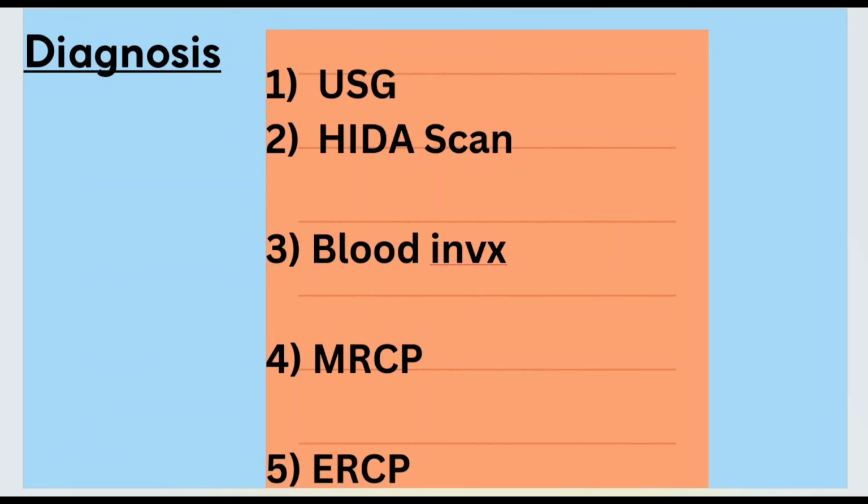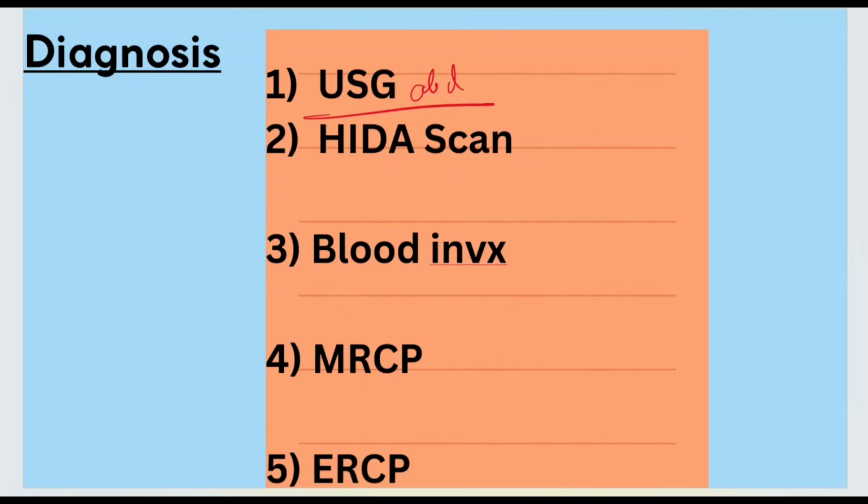Okay. Now, how to diagnose a case of acute cholecystitis? The diagnosis for all gallstone disease I mentioned in the last class also. So here again a brief overview. First investigation is always ultrasound abdomen. So ultrasound abdomen is the first investigation for gallstone disease.